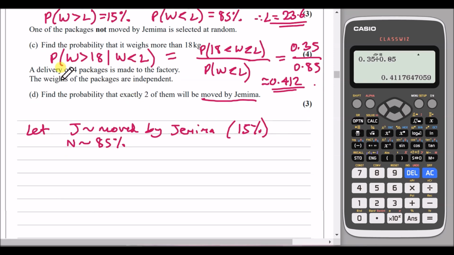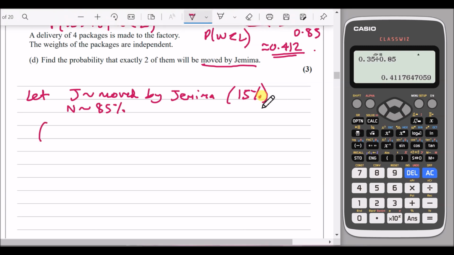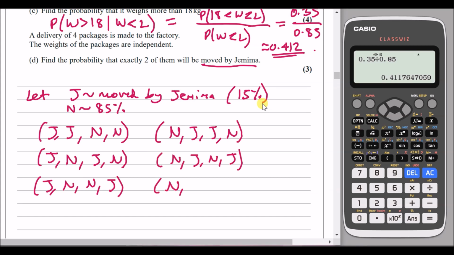Now let's think of all the possible ways you can arrange 4 packages to get exactly 2 of them to be moved by Jemima. So I'll give you one of them. For example, the first 2 packages could be moved by Jemima, so it could be J, J, and then N, N. So this is one combination. Another combination could be J, N, J, N. You just have to literally write as many possibilities, and that's how you get the answer. Another combination could be J, N, N, J. Another could be N, J, J, N, then N, J, N, J, and lastly N, N, J, J. So in total, we see there are 6 ways she could have done it.